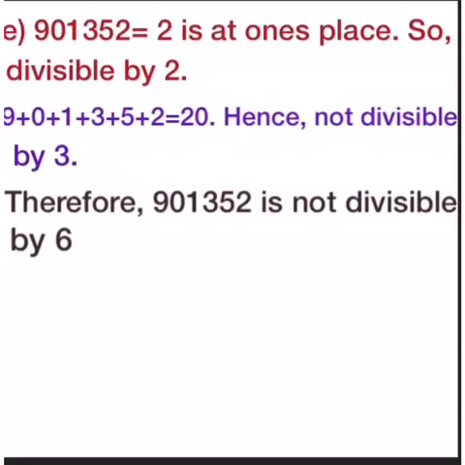Now children, the next number is 9,01,352. Here you can see that 2 is at the ones place, so this number is divisible by 2. But the addition of the digits doesn't give a multiple of 3. It gives 20. So 9,01,352 is not divisible by 3. So children, as this number is divisible by 2 but not by 3, it is not divisible by 6.